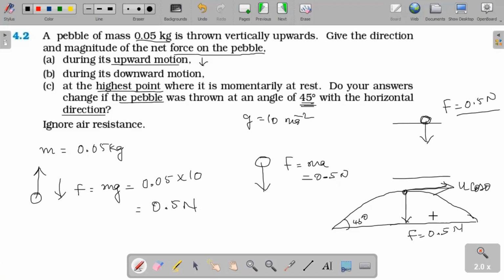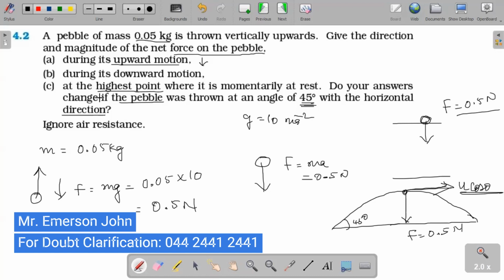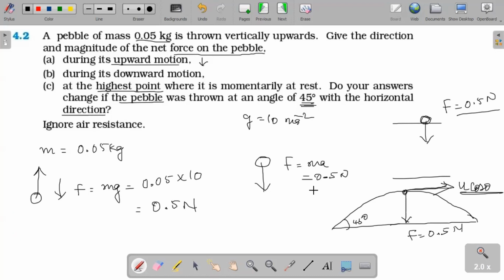Only the velocity component is there, so what is absent? A horizontal velocity component exists, which is constant velocity, so there is no horizontal force. In this case also, the gravity force is acting downward. So in all four cases, the force is constant and acts downward.